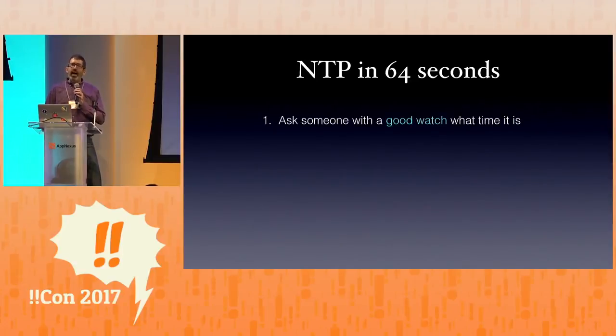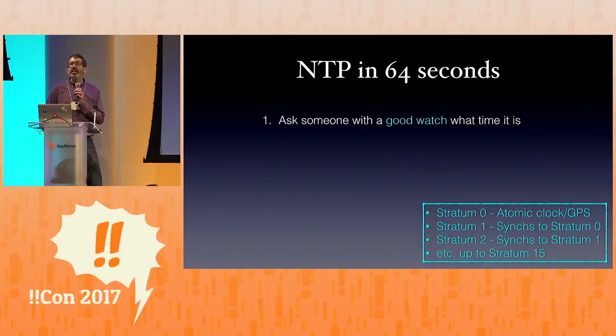So how does NTP work? Ask someone with a good watch what time it is. What is a good watch? A good watch is going to be an atomic clock. That's considered a Stratum 0 NTP server, but you can't talk to a Stratum 0 server. You're not allowed to. You could talk to a Stratum 1 server, which synchronizes to that, or a Stratum 2, which synchronizes to Stratum 1, and so on up to Stratum 15. So try to get in touch with the best clock you can. Typically, you're going to be talking to a Stratum 1 or 2 server.